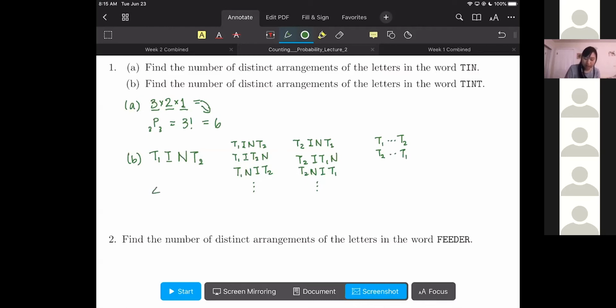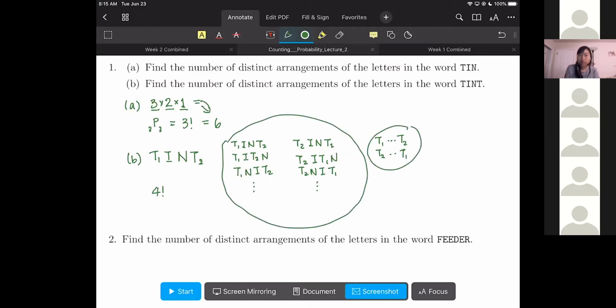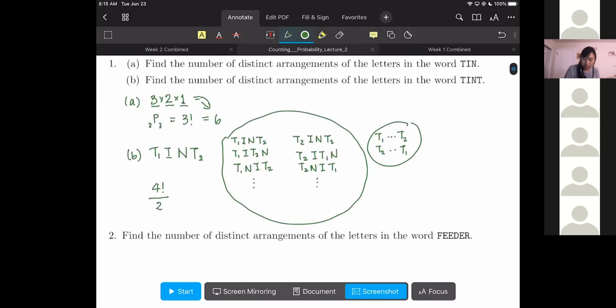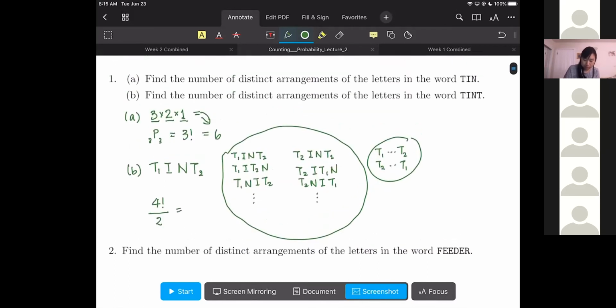But here we can do 4 factorial to take into account all of these. But then we have to divide by 2, because we know that for everything we're counting, there's 2 for each. So here we want to divide by 2, and then we get 12.